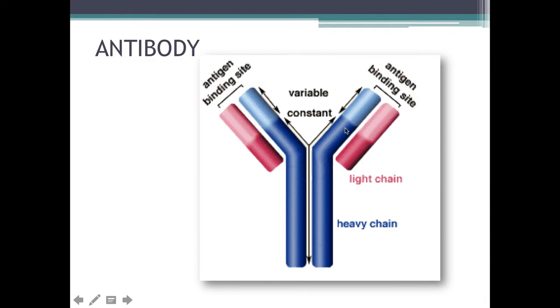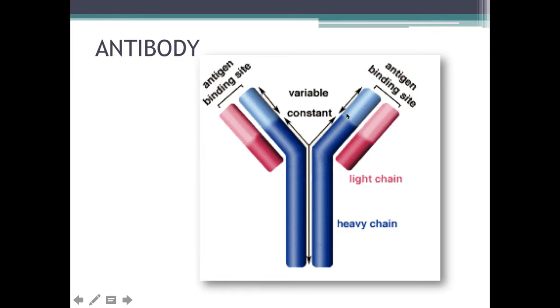For the heavy chain, this is the constant region, the dark blue colored part of this illustration, and a variable region here on top, the light blue colored, for the heavy chain. For the light chain, that is the light pink in color, while the constant region is the red portion in this diagram. What then is the importance of these regions?